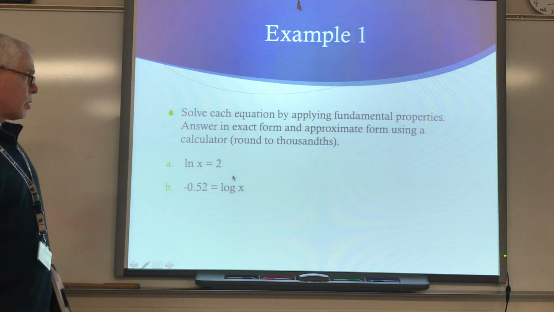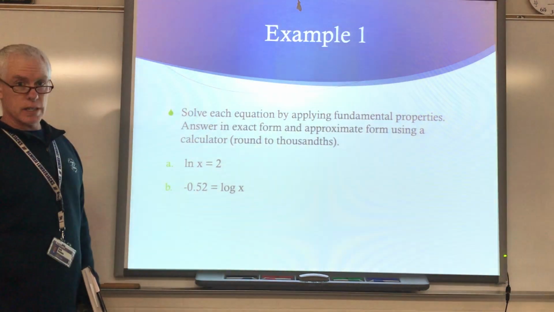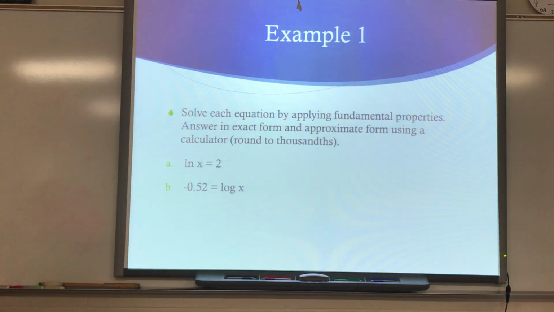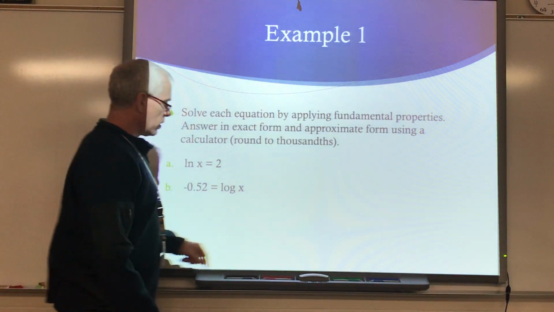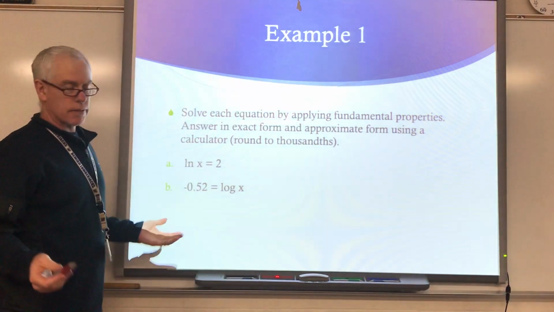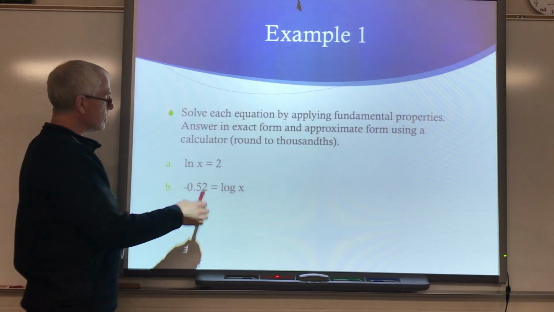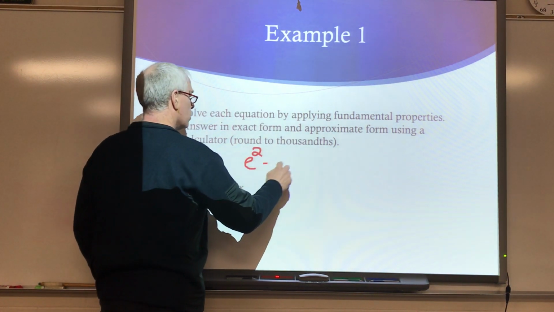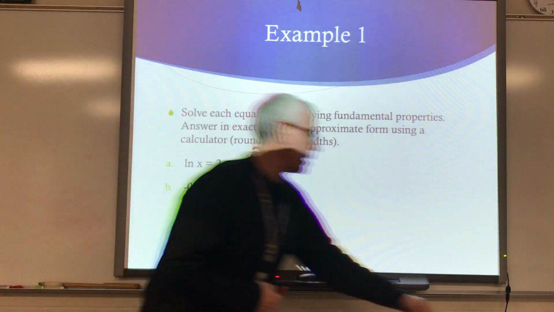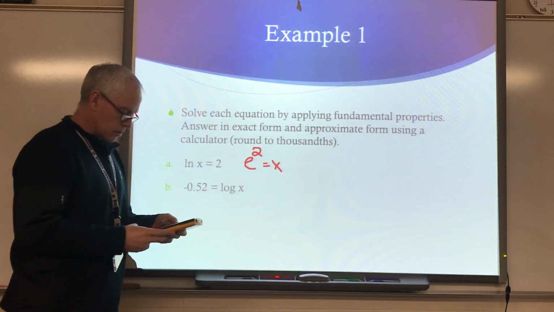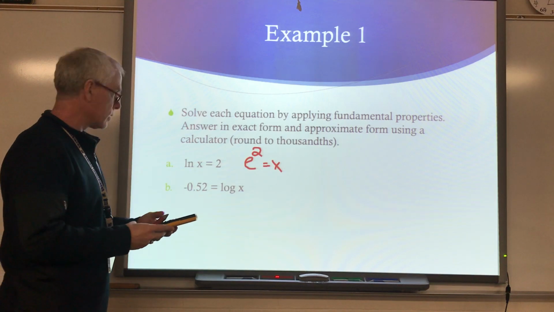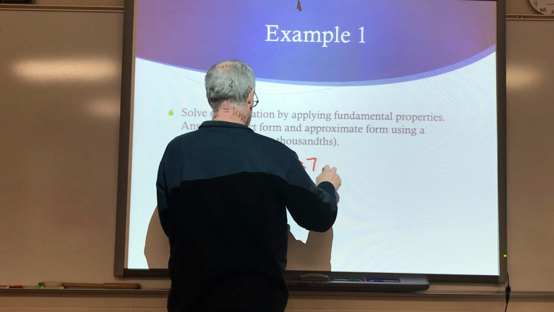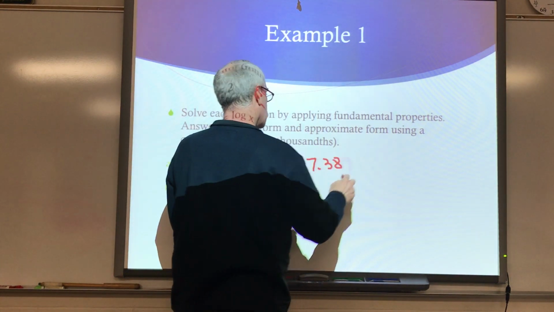So solve each equation by applying fundamental properties, answer in exact form and approximate form using a calculator. All right, so what I tend to do, if I can, is just utilize the definition of a logarithm here. ln is log base e, and so this is equivalent to e to the second equals x. So that would be the exact version, you guys. And then, of course, approximate, take e to the second, round to thousandths, which is about 7.389.